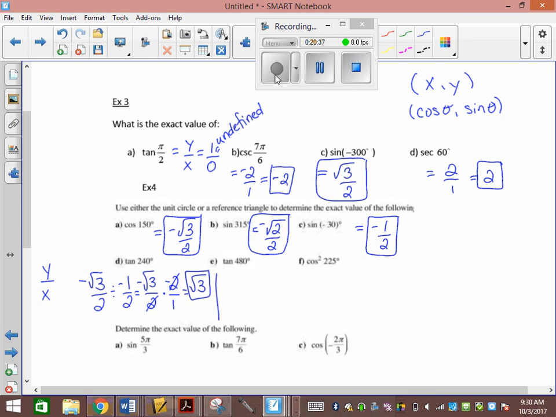So tan of 480. 480 is not on our unit circle, but 120 is, and 120 is the coterminal angle to 480. So what's the y of 120? Root 3 over 2. And what's the x? So that's the same as root 3 over 2 times negative 2 over 1, which equals negative root 3.